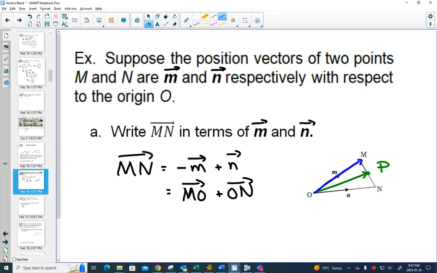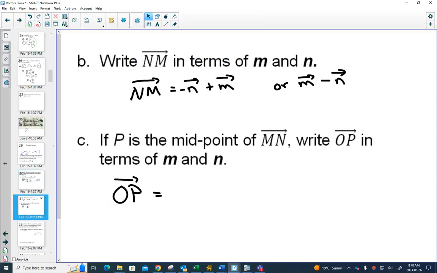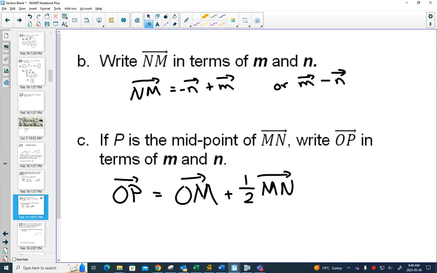I've already figured out M to N. I can already travel in that direction from M to N. I figured that out as well. Does it make sense that if P is the midpoint, all I would have to do is travel halfway from M to N? So what I do as a starting point is I figure out, okay, I could go from O to M, and then I could go halfway from M to N, because that would get me to P.